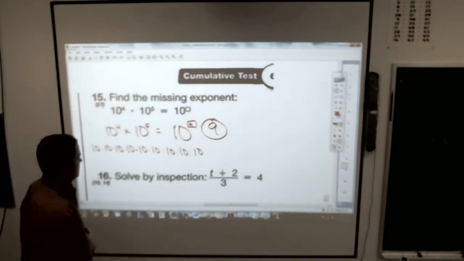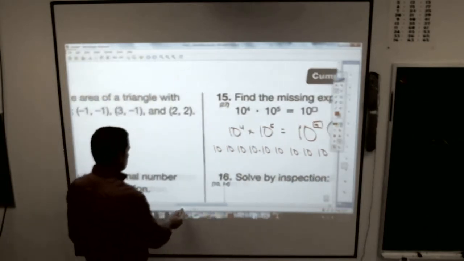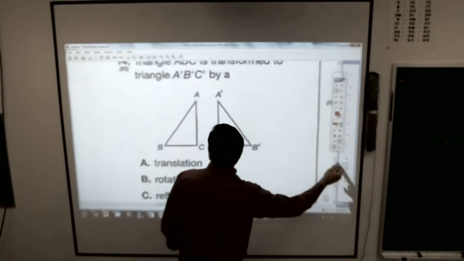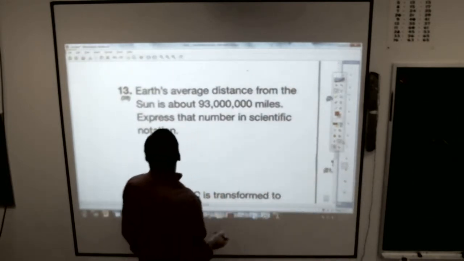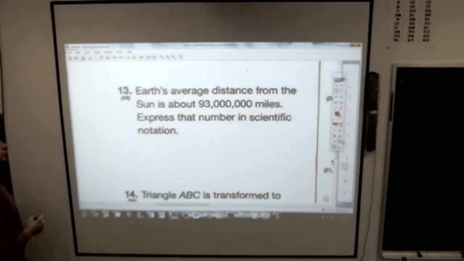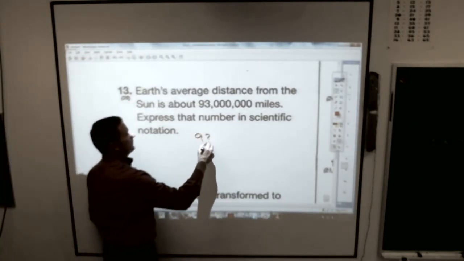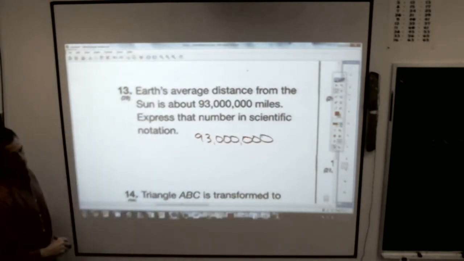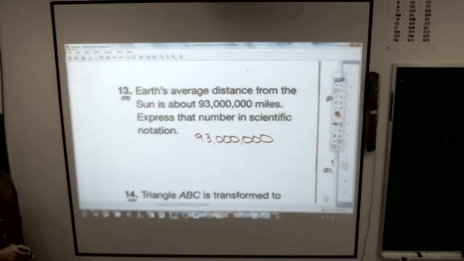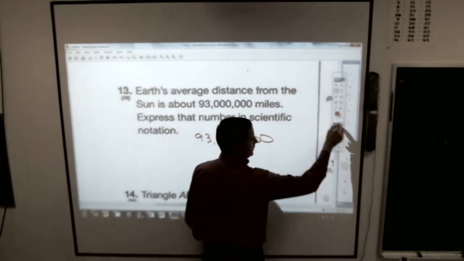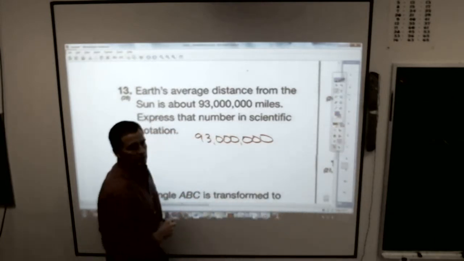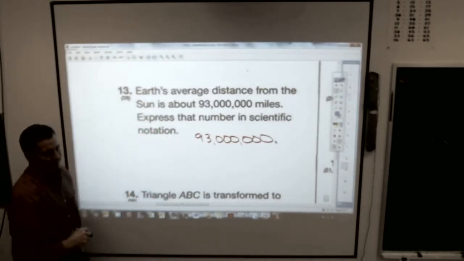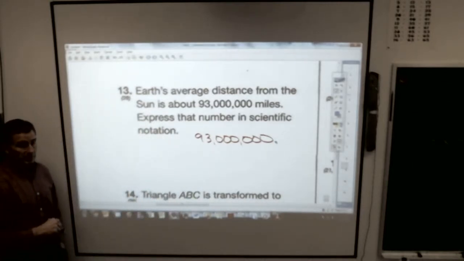Carter, how do you get number 13? Number 13, I'm assuming that's over here somewhere. The Earth's average distance from the sun is 93 million miles. Change that to scientific notation. What's the rule to change big numbers to scientific notation? First step, Carter, is you need to move the decimal, which is way over here, to a place where it makes the number between 1 and 10. So where would that be?